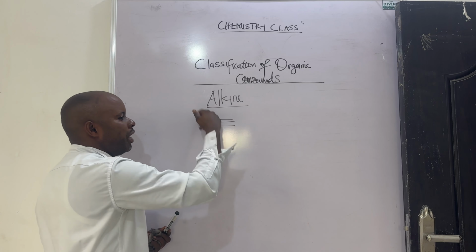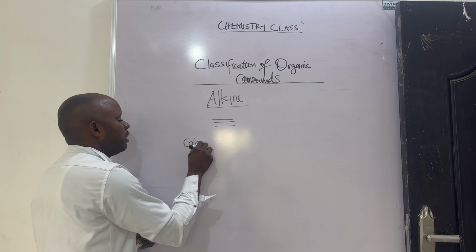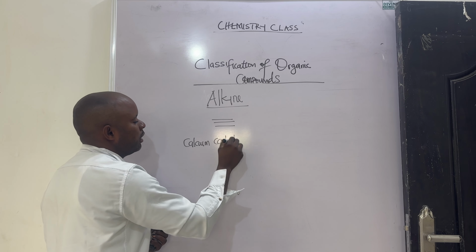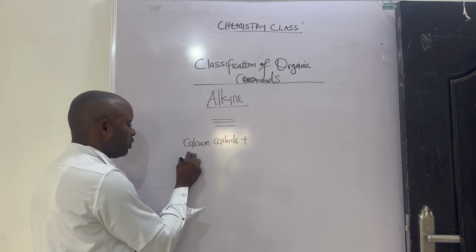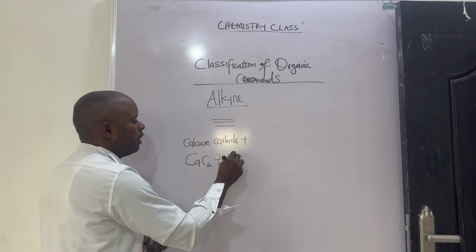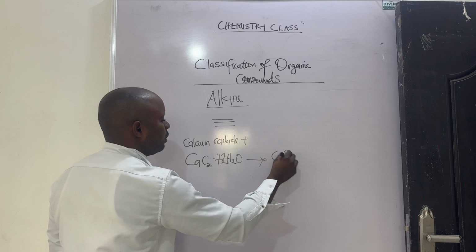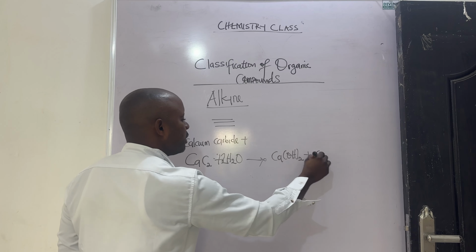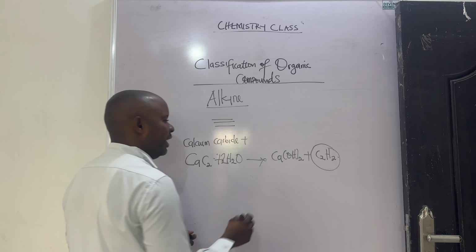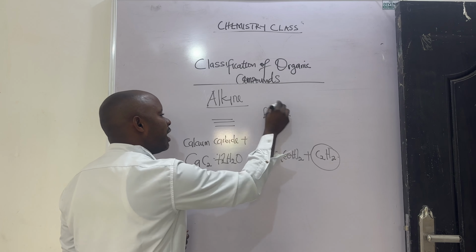The major way we can prepare this alkyne family is by reacting calcium carbide with cold water. For instance, calcium carbide reacting with cold water, with 2 here, you're going to have calcium hydroxide and C2H2. This is the compound ethyne, very important.